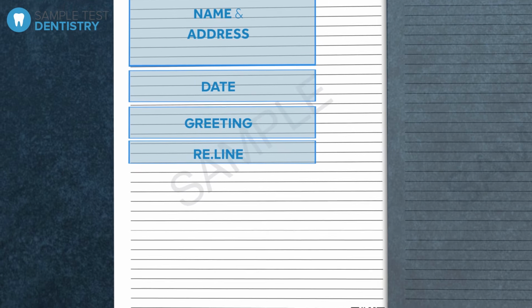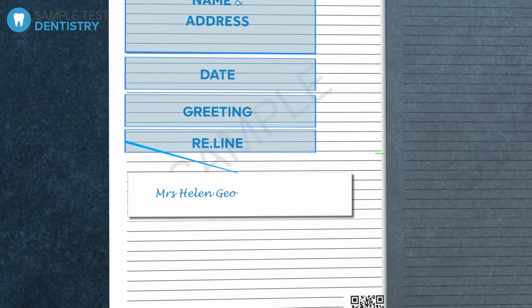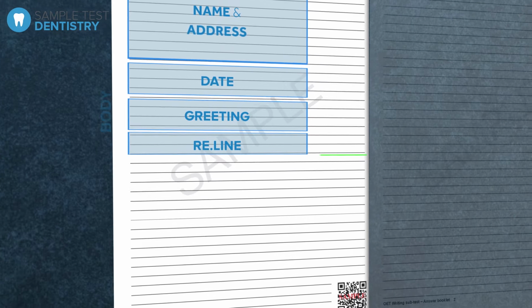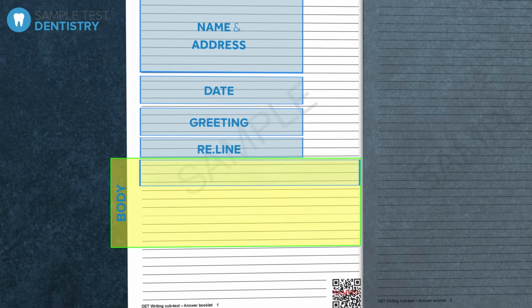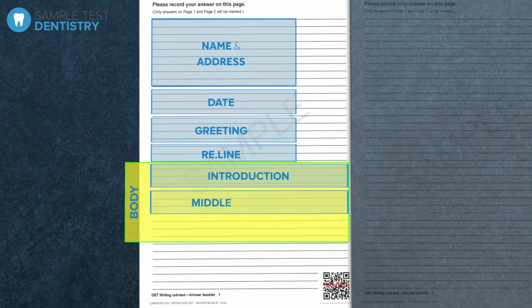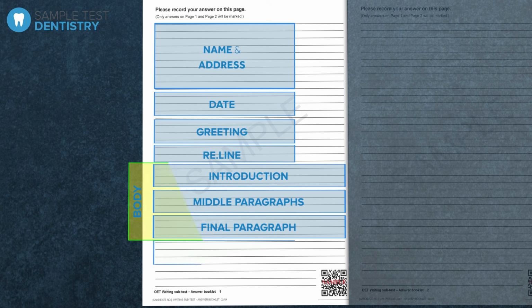In this RE line, the patient's name, Mrs. Helen Georges, and her date of birth, 23/03/1931. Then will come the body of my letter, the paragraphs. The introduction, introducing the reason for writing, then the dentures paragraph, the problem paragraph, and finally the specific request and treatment paragraph. Underneath all of this, I will add my ending, yours sincerely, and finally my job title, dentist.